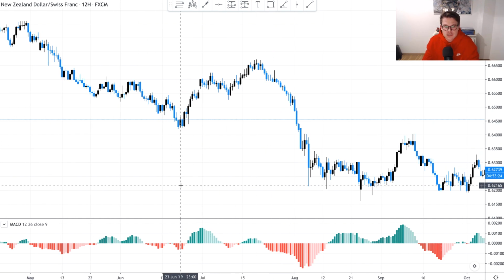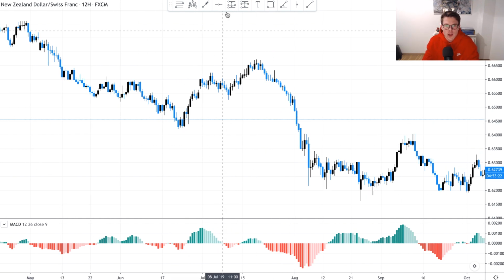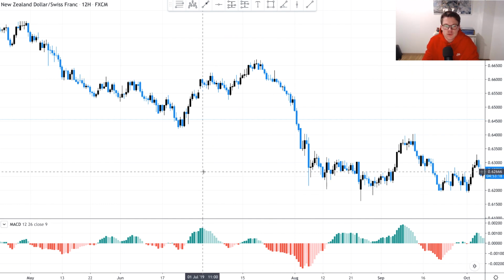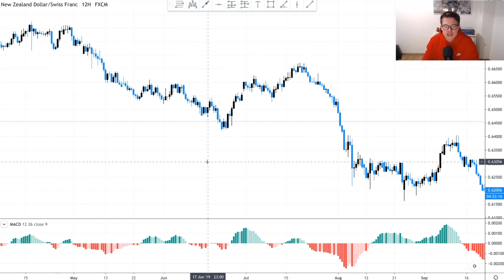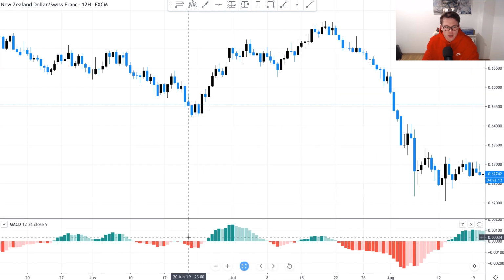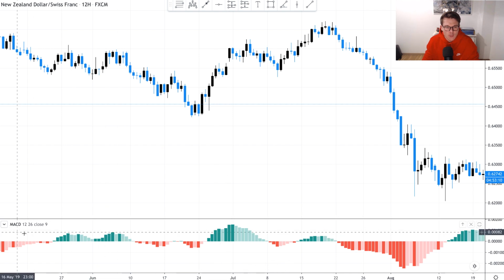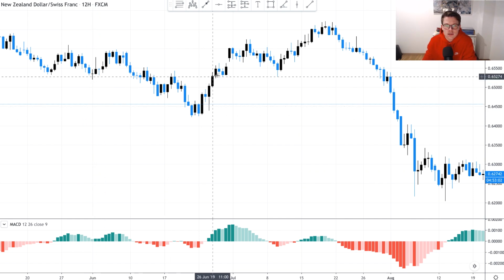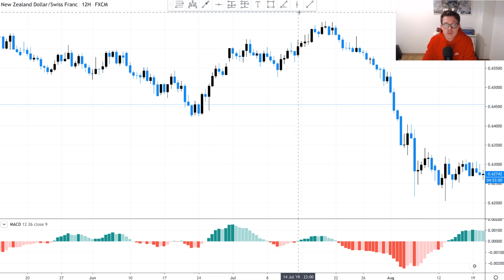A divergence is when the price action and the indicator are not agreeing, when they're showing you two different things. And we can see that in an example here. I am using the MACD, the basic settings 12, 26, 9. I did a previous video as well about RSI divergences. You can search for that on my YouTube channel as well. It works pretty much exactly the same.